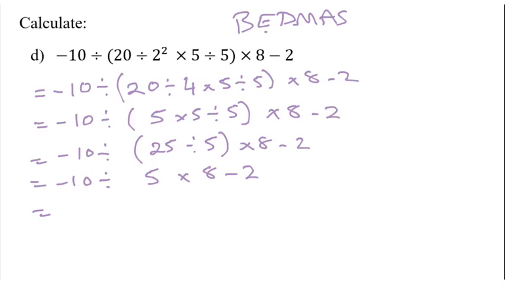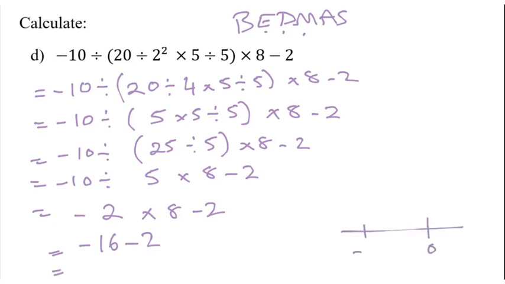Now, negative divided by positive will give me a negative. And then do the numbers. 10 divided by 5 will give me 2. Now, do I have any multiplication? Yes, I do. So I've got that 8, that 2 times 8, or negative 2 times 8. So negative times a positive is negative, and 2 times 8 is 16. And last but not least, do the subtraction. So negative 16 is down here, and I want to take away 2, so that's going to take me to negative 18.